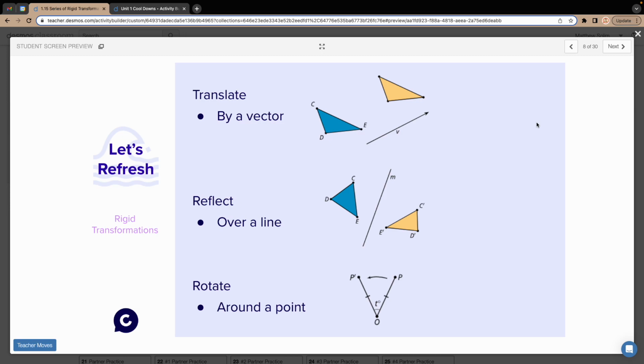So just some things to remember. We've talked about translations, reflections, and rotations. When we translate, it's by a vector. It's like a certain distance and direction. So maybe right 2, up 5. When we reflect, it's over a line. So I would reflect over the y-axis or x equals 2. We need a line. And then when we rotate, it's around a point and a certain number of degrees. So we don't just say we rotated. We say we rotated around the origin 90 degrees clockwise. So we need that description in there as well.